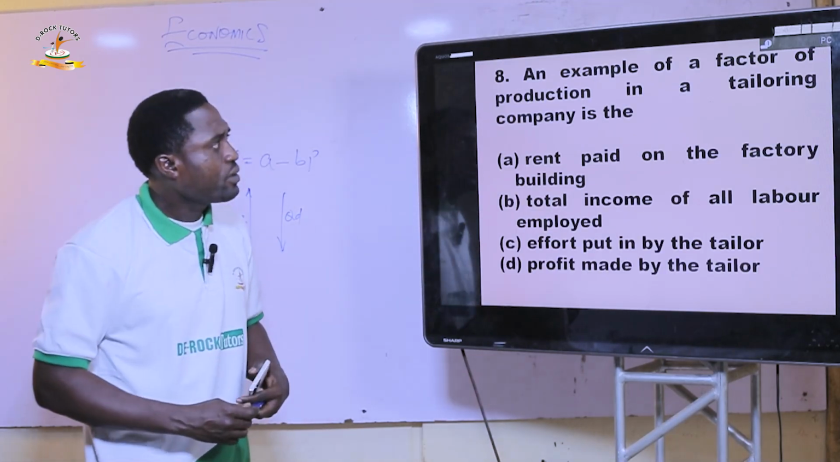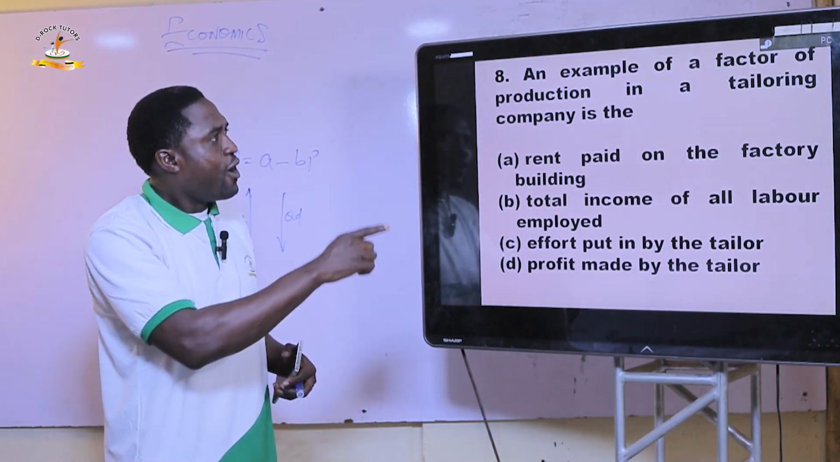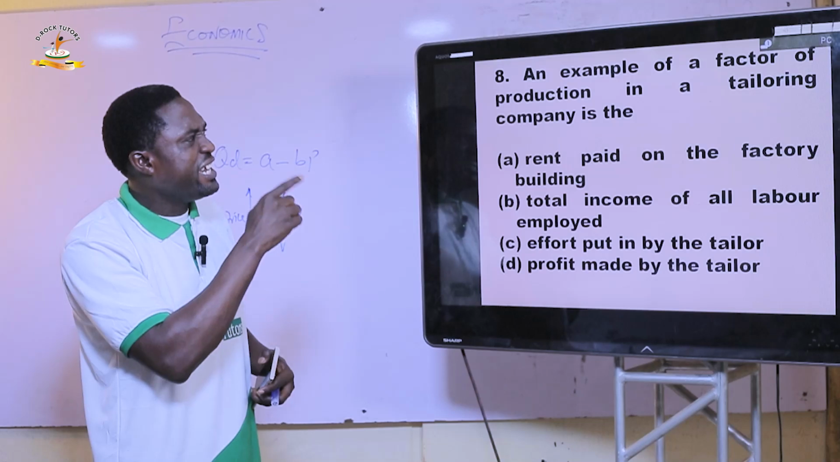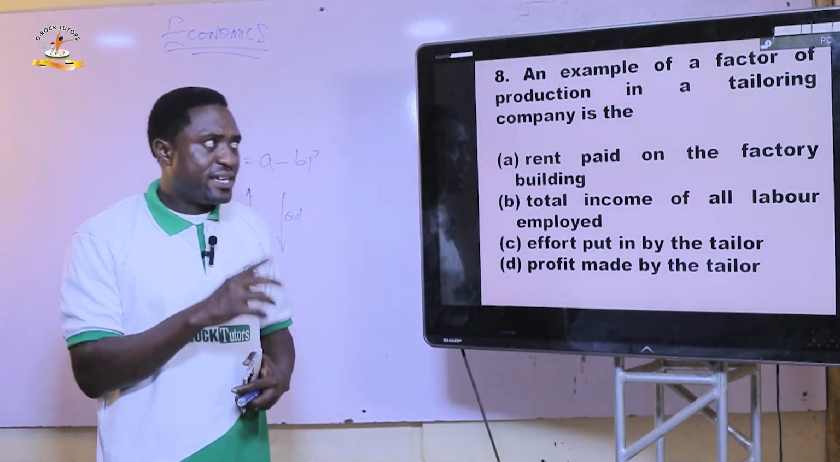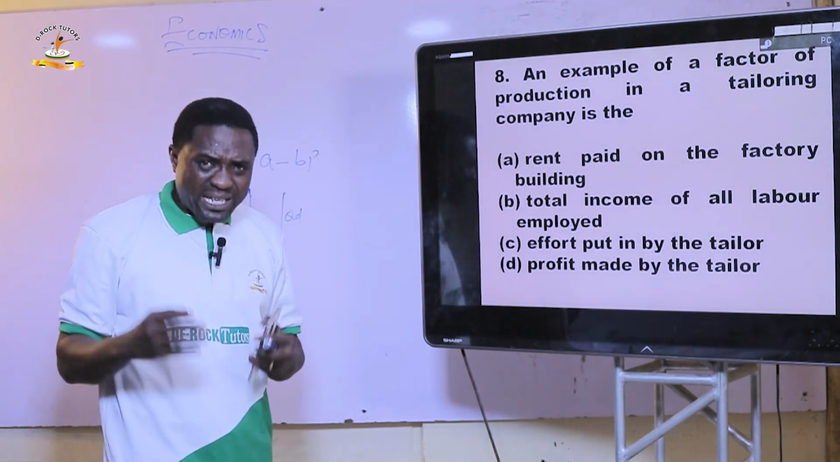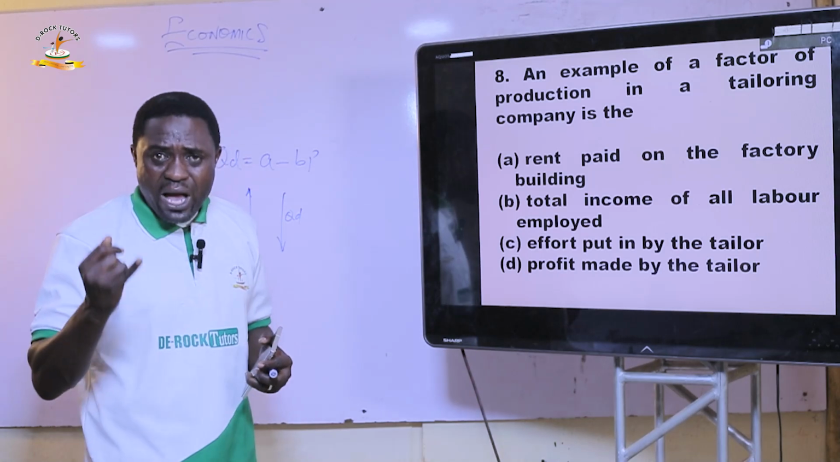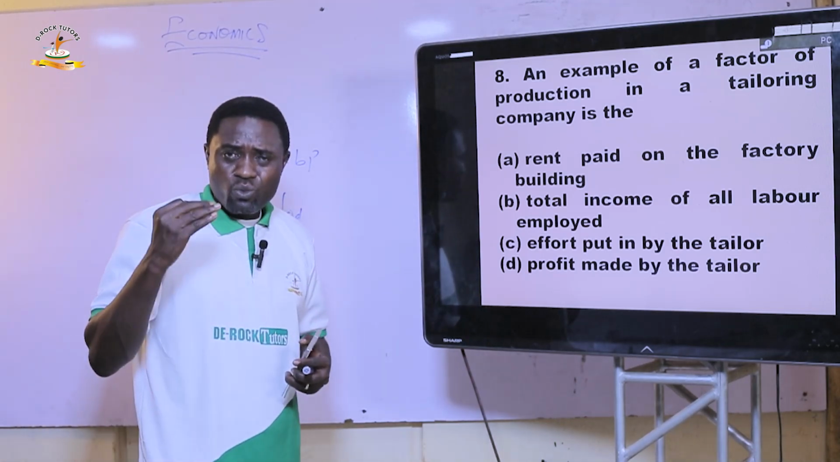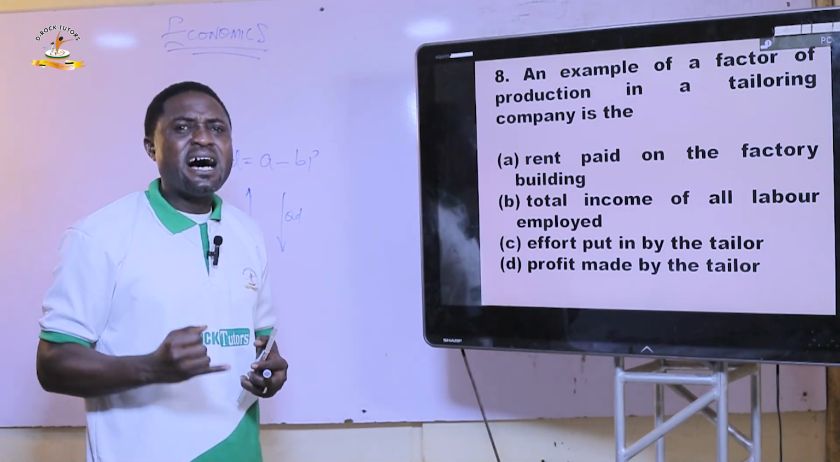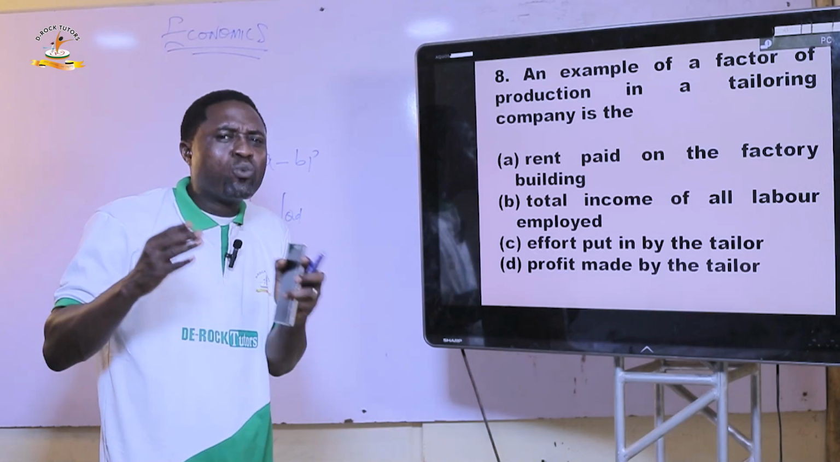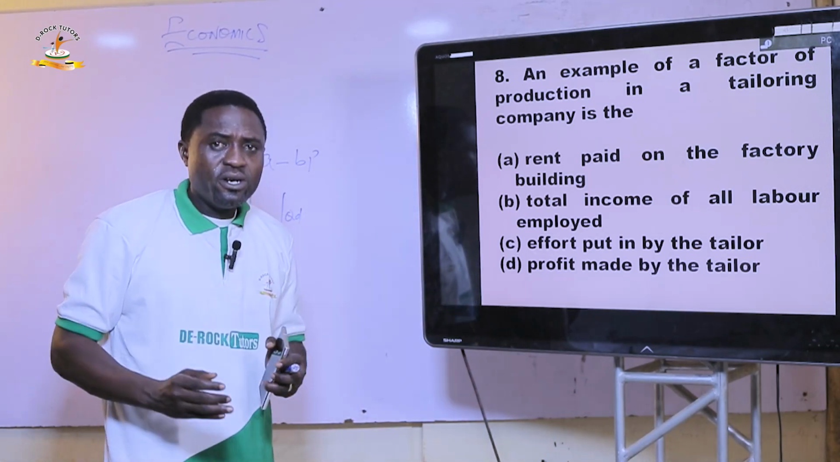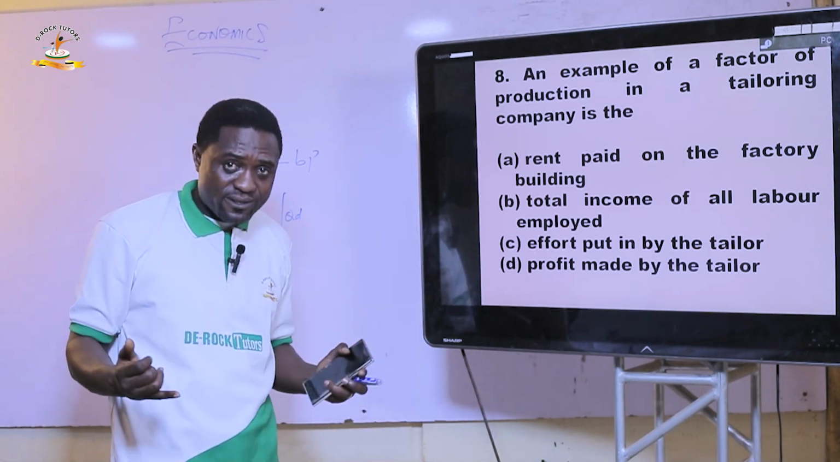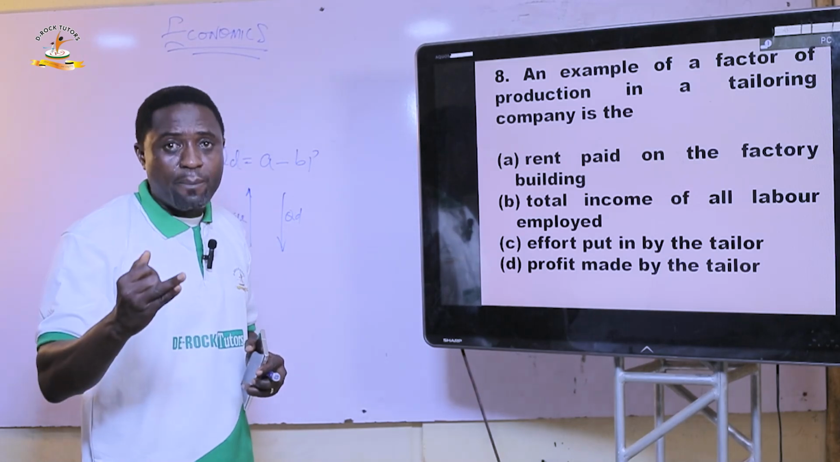The next question. An example of a factor of production in a tailoring company. What are the factors of production we have? We have land, labor, capital, and entrepreneur. And as we have them, we have rewards. They all have rewards. The reward to land is rent. The reward to labor is what?